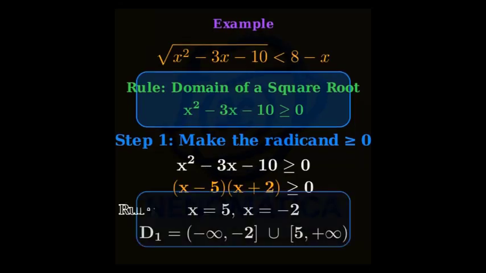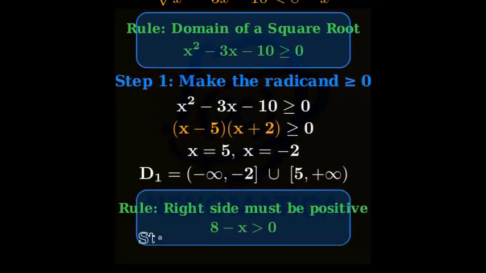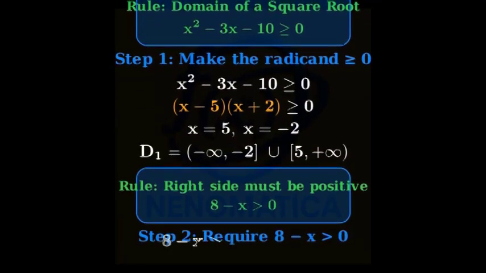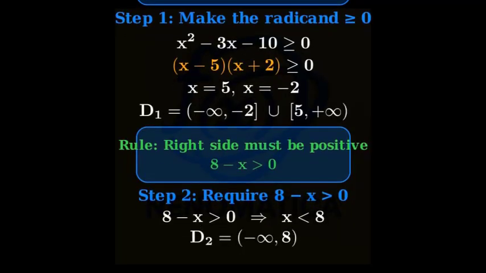Step 2. Because the left side is a square root, it is non-negative. To keep the inequality direction valid when we square both sides, the right side must be strictly positive. So 8 minus x is greater than 0, which gives x less than 8. That is our second domain set.